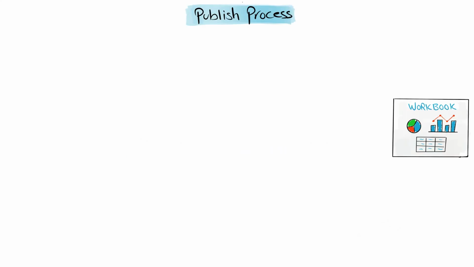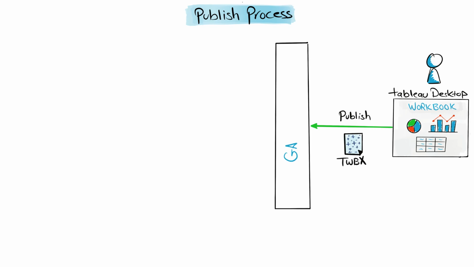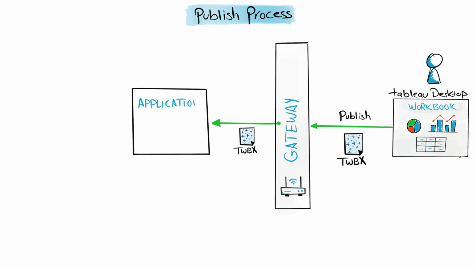So let's say that you want to publish a Tableau workbook with an extract. What's going to happen? Tableau Desktop is going to request the server to upload the workbook, the TWBX. And the first component in Tableau Server that is going to receive the request is the gateway. The gateway knows how to forward the request to the right server components. And in this situation, the right component to process the publishing is the application server. So the gateway is going to forward the request to it.